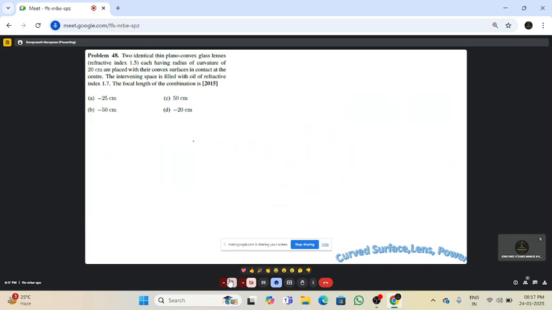Two identical thin plano convex glass lenses, refractive index 1.5, each having radius of curvature 20 cm, are placed with their convex surfaces in contact at the center.